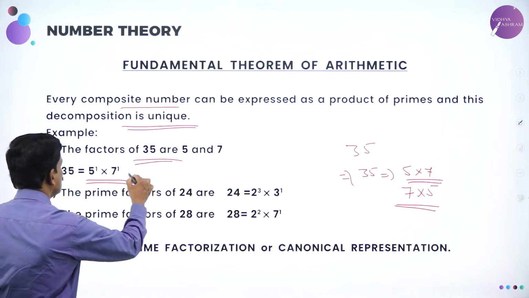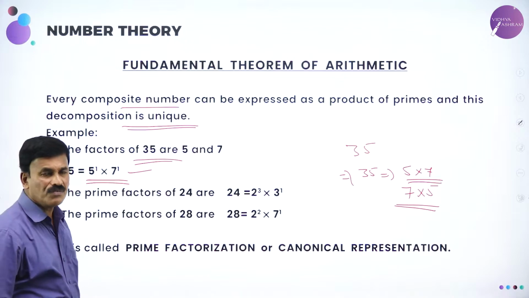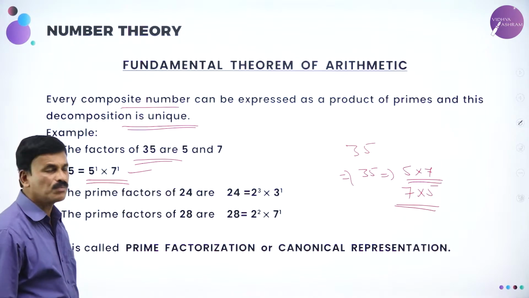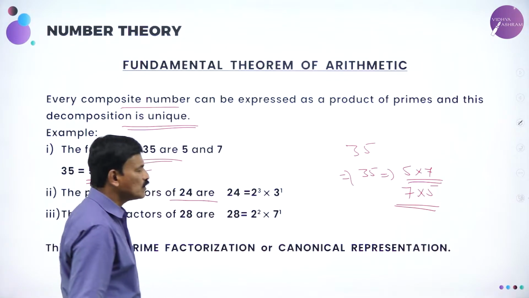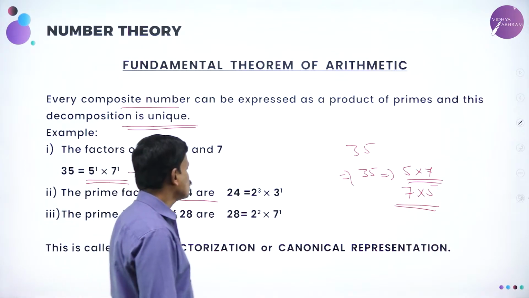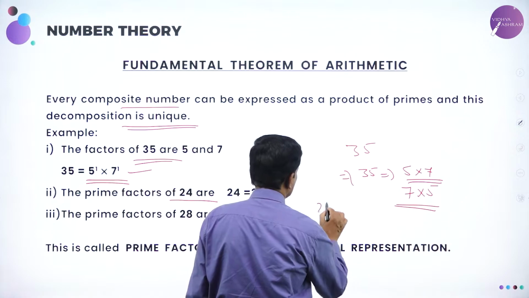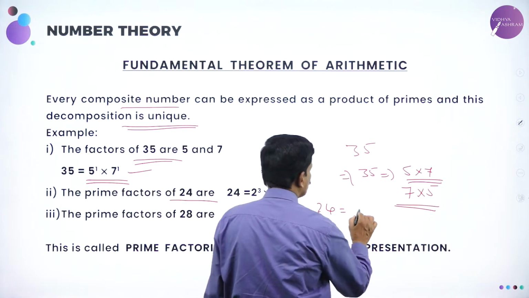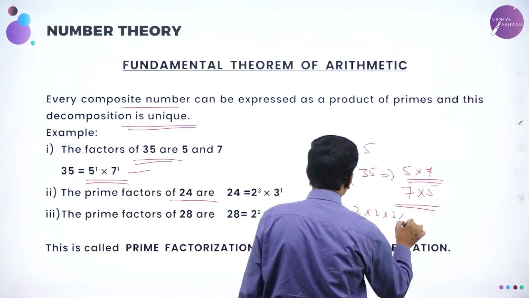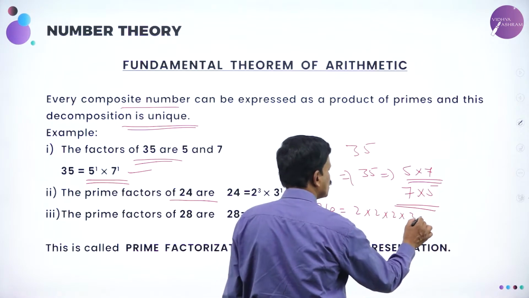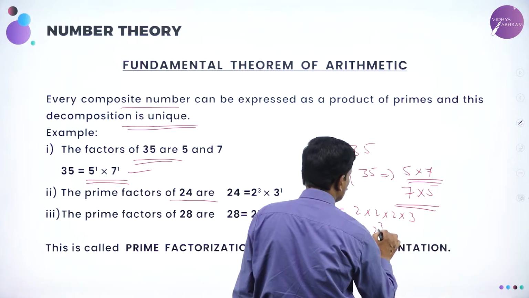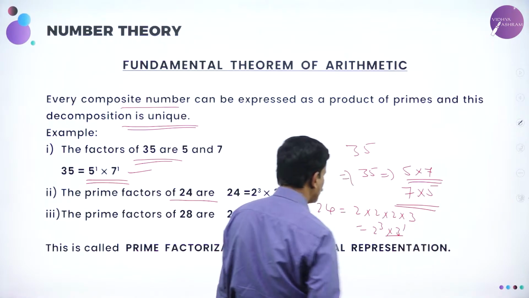35 can be written as 5 to the power of 1 into 7 to the power of 1. Similarly, let us consider 24. How to write 24? This 24 can be written as 2 into 2 into 2 into 3. That is, 2 2s are 4, 4 2s are 8, 8 3s are 24. This is nothing but 2 cube into 3 to the power of 1.